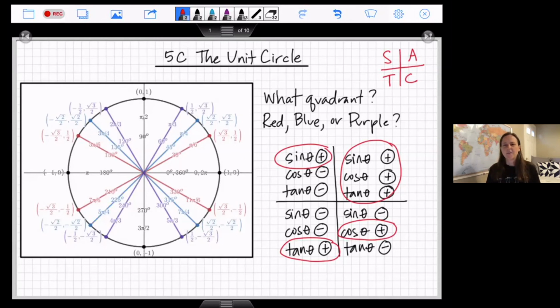ASTC. If you go clockwise, it spells the word acts, but since we tend to measure our angles counterclockwise, we'll remember ASTC. I've heard students memorize this with all students take calculus or all suckers take calculus. You can decide how you want to remember that. But we're going to use that little ASTC mnemonic device to help us to determine whether the angle we're looking at has a positive or negative sine, cosine, or tangent. All right. So in the next video, we're going to focus on what we're really talking about when we say, is an angle red, blue, or purple?